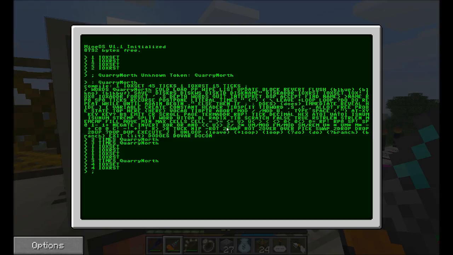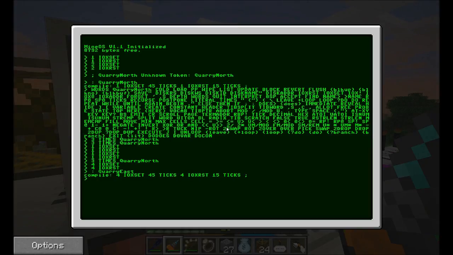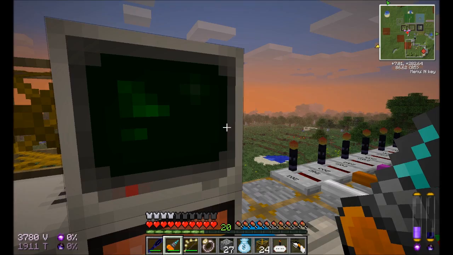So I want to make a new command. Quarry east. For IOX set, 45 ticks. For IOX reset, 15 ticks. Three times quarry east. I don't want to do that just yet.